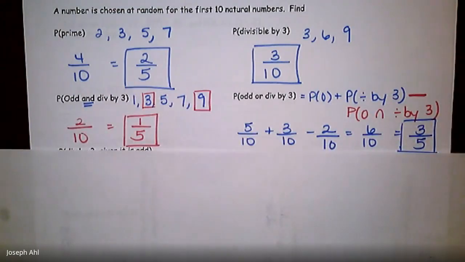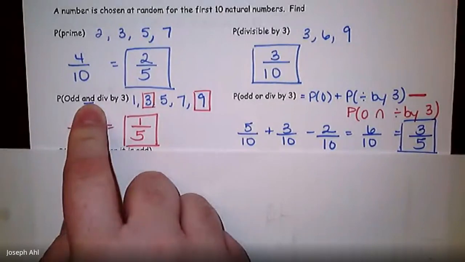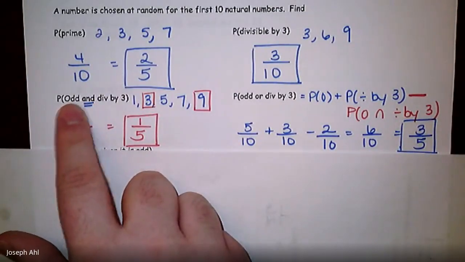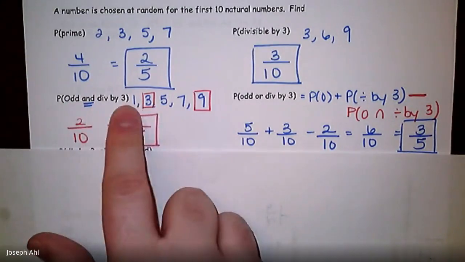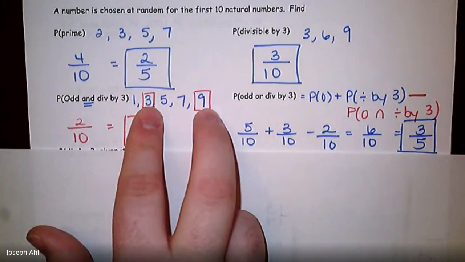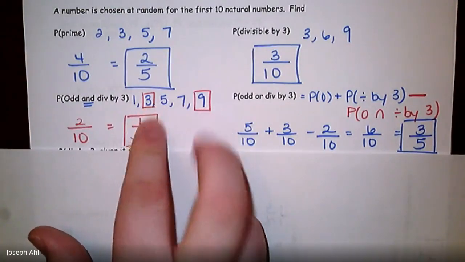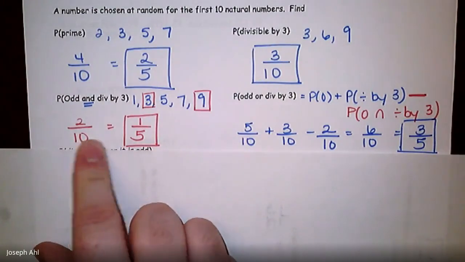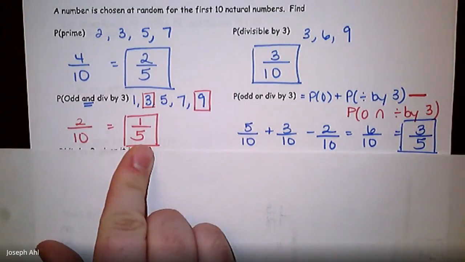And then here's my work for the and and the or. Remember that and is going to be an intersection of the 2 groups. So if we need to be odd and divisible by 3, I listed all the odds first. And then I boxed in the ones that were also divisible by 3. It's the intersection of those 2 groups, like a Venn diagram of those 2 sets. And that 2/10 probability would reduce to 1/5.